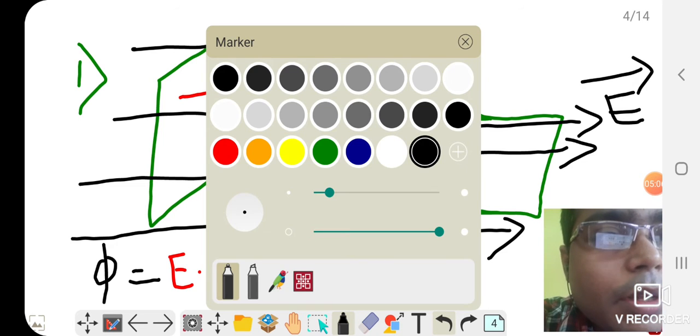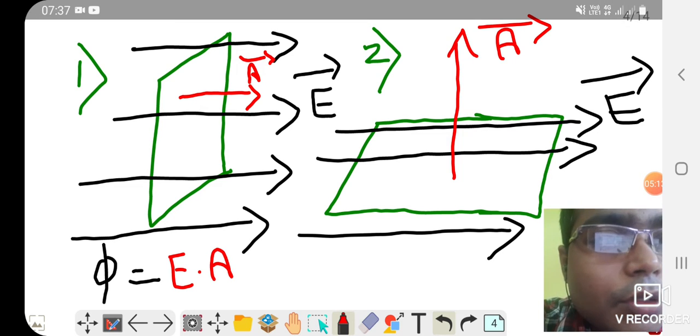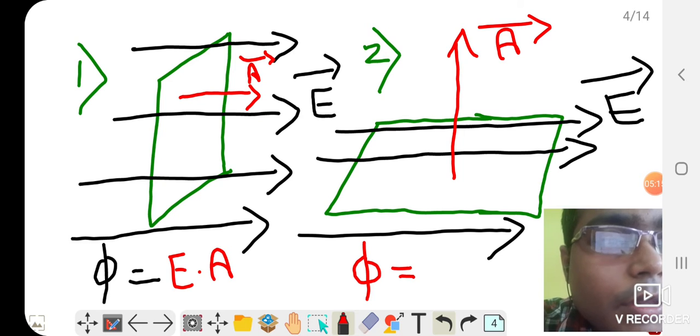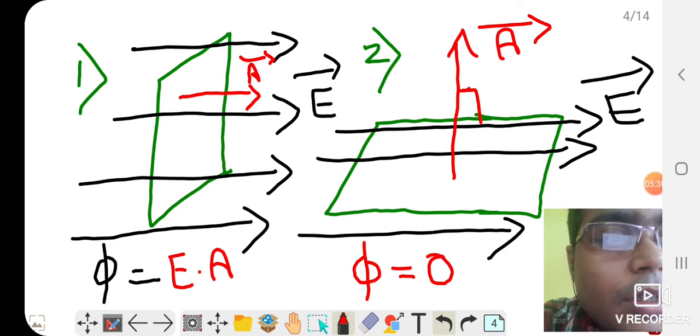And here what will be the direction of the area vector? So the direction is perpendicular. So this is the direction of the area vector. So here you can see that the angle between the electric field and the area vector is perpendicular, right? So if it is perpendicular, then what will be cos 90? Cos 90, as you know, is 0. So the flux in the second case will be how much? 0.